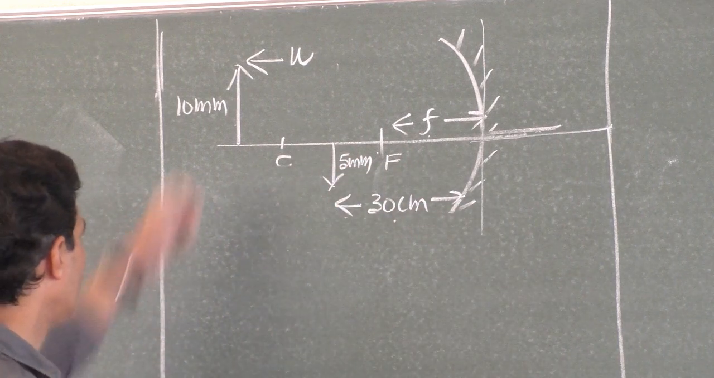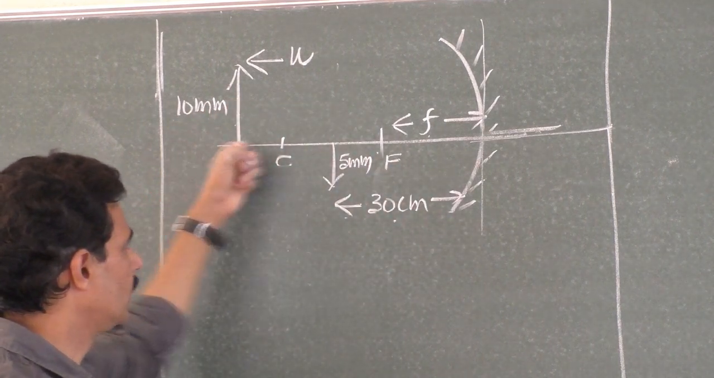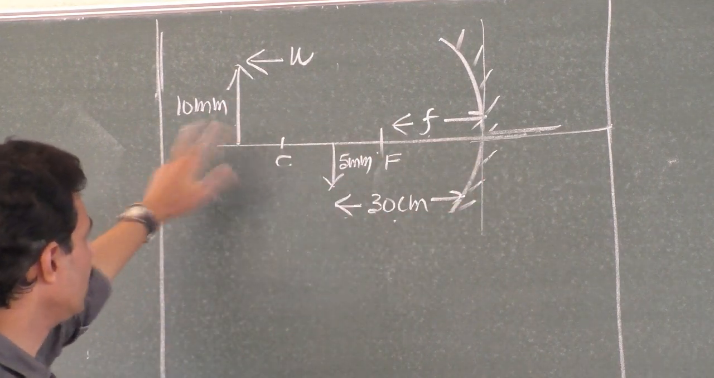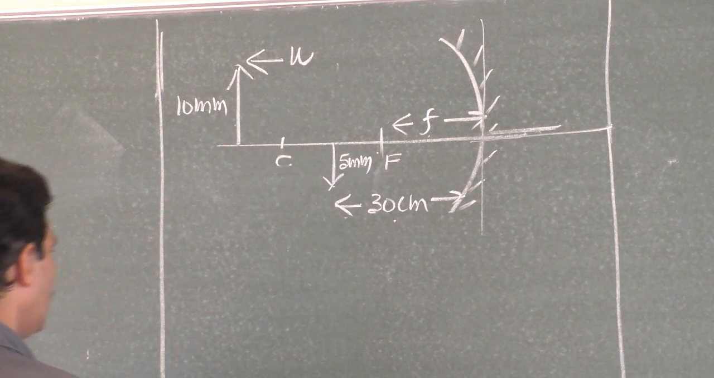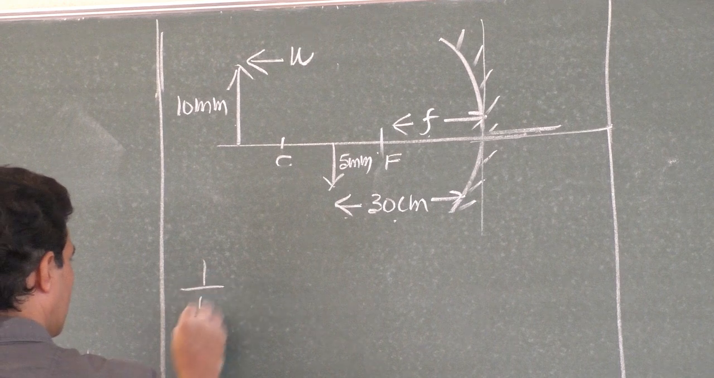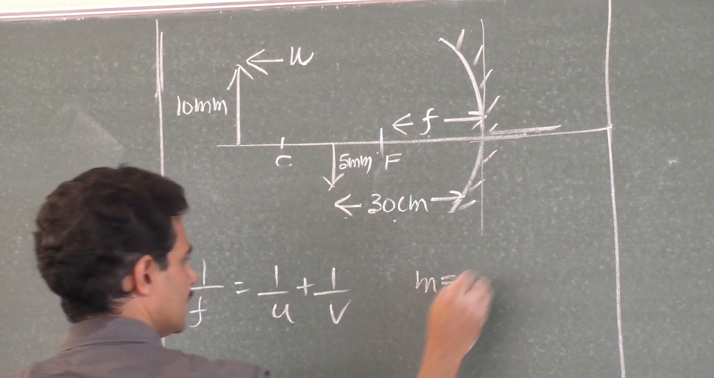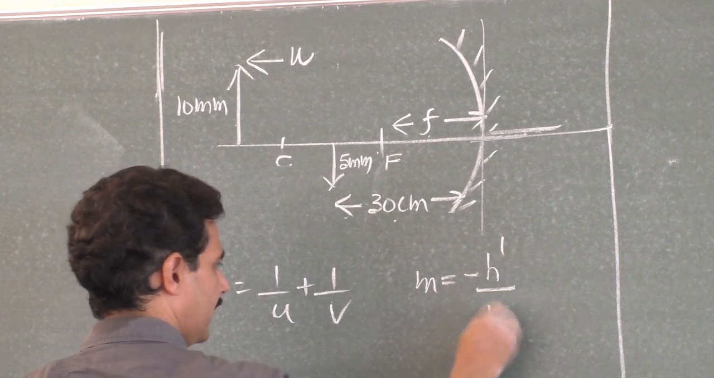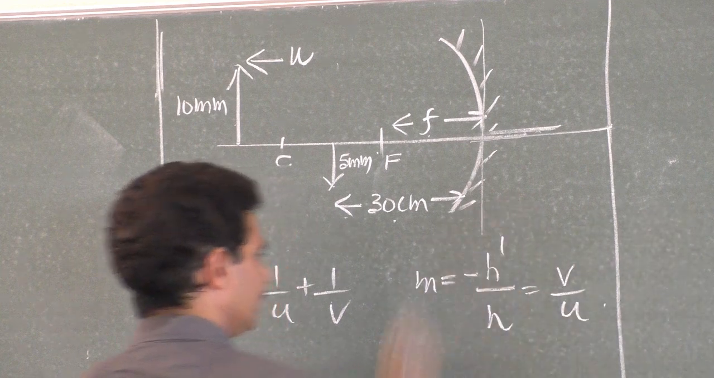So we have the image distance data. We want to know the object distance, but we know the magnification case, so using that we can do it. Now the formulas for a concave mirror are 1 by f equal to 1 by u plus 1 by v, and magnification is minus height of the image by height of the object, h dash by h, that is equal to v by u, right?